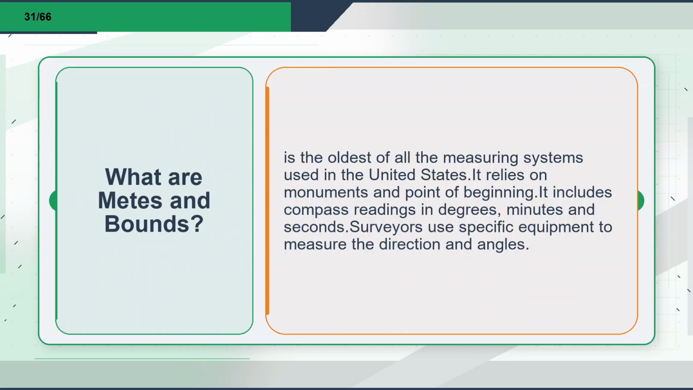Flashcard 31. Term: what are metes and bounds? Definition: the oldest of all the measuring systems used in the United States. It relies on monuments and a point of beginning. It includes compass readings in degrees, minutes and seconds. Surveyors use specific equipment to measure the direction and angles.